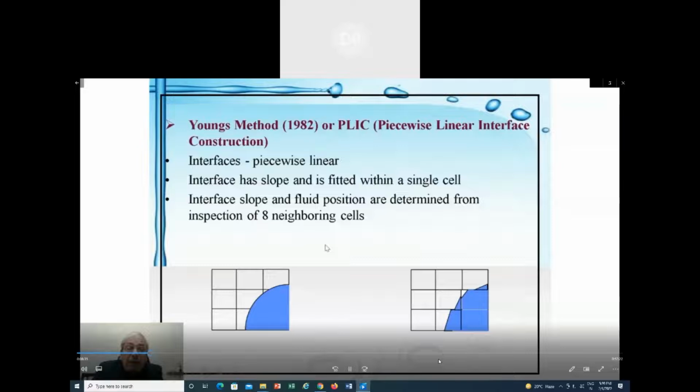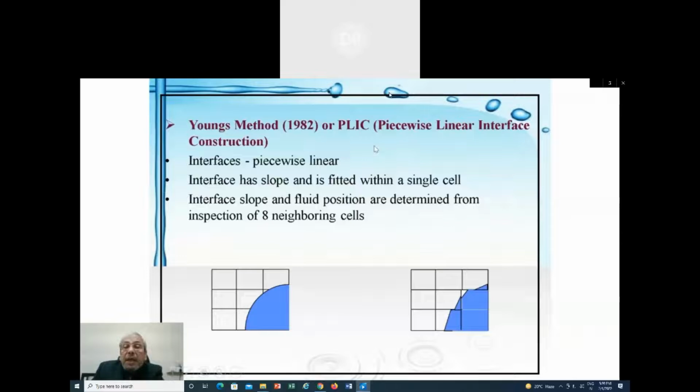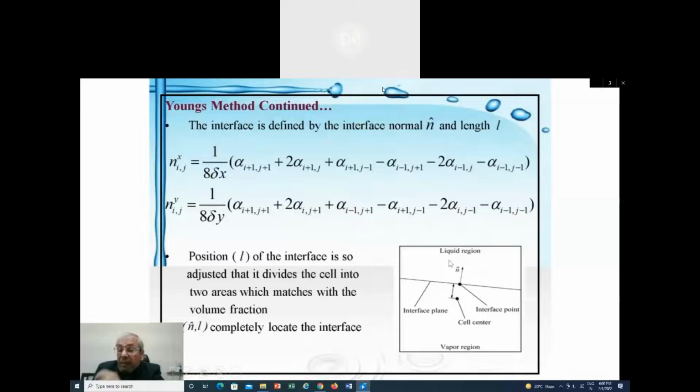In the background of it, we use Young's method of piecewise linear interface construction. As you can see, this is a space occupied by some colored liquid, and it can be represented by piecewise linear elements. Those are basically interface cells. In those cells, some region is occupied by liquid, some region by vapor or gas. Primarily for the identification of the interface, we have to find the normal on the interface and the offset distance of the interface from the center of the cell.